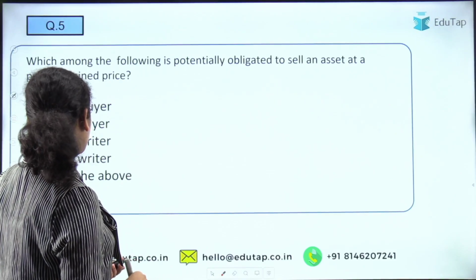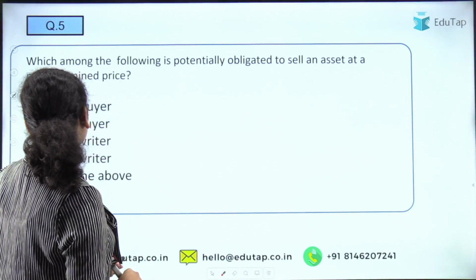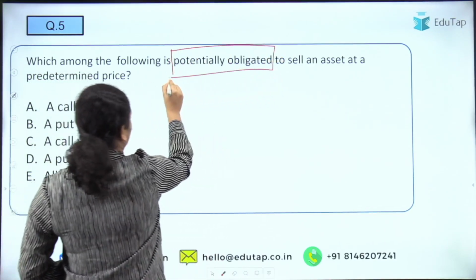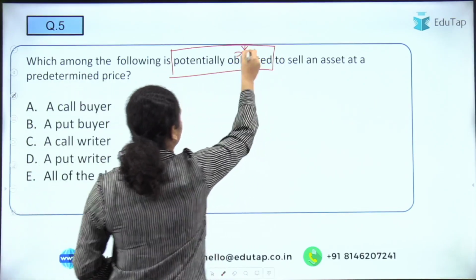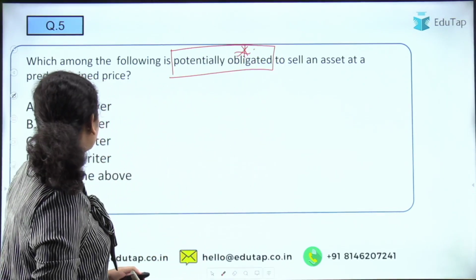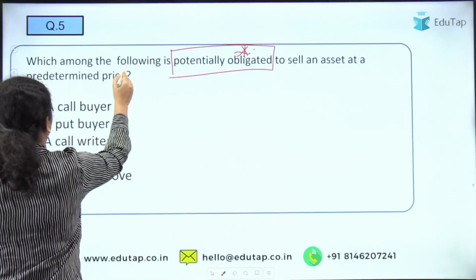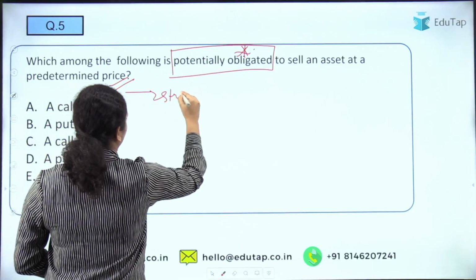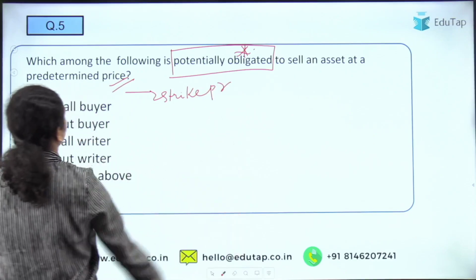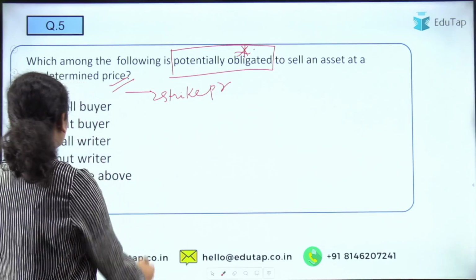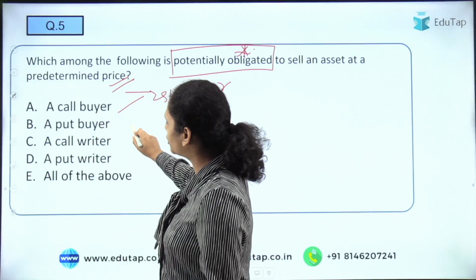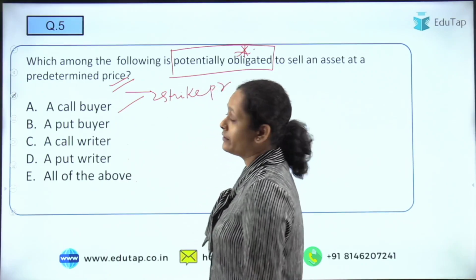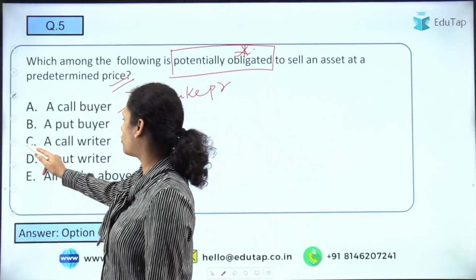Let's move to the 5th question. The question says, which among the following is potentially obliged? Read the word carefully. Potentially obliged to sell an asset at a predetermined price. What is a predetermined price? The strike price. Okay. So which person is obliged? Is it a call buyer? Is it a put buyer? Is it a call writer, a put writer, or all of the above? Now the correct answer to the question is call writer.